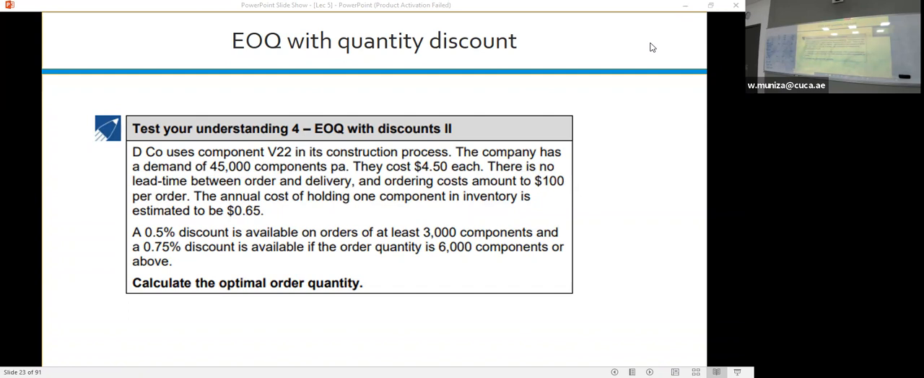6,000. Optimal order quantity is 6,000. What about you, Ati? Yes, 6,000. Great. It means that you are clear about the idea.